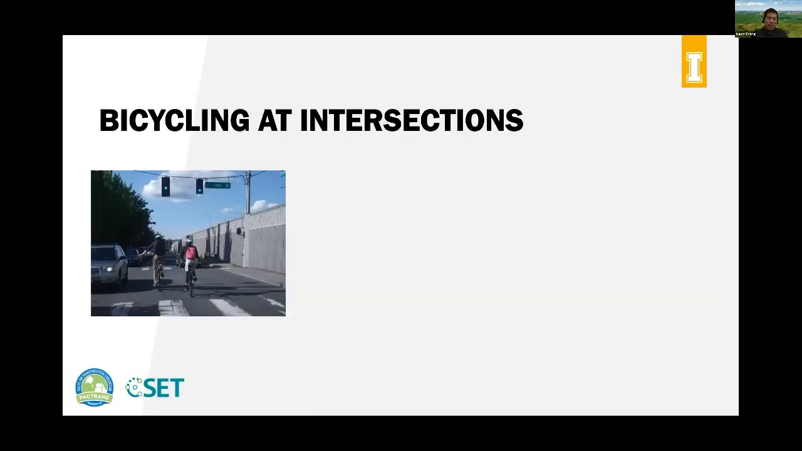So, bicycling at intersections. I want to introduce this topic by showing you a series of three pictures. This is kind of a cliffhanger that I will provide an answer to at the very end of this presentation. In this first picture, which I took, those of you affiliated with the University of Washington in Seattle may recognize it. It's Boylston, just west of Interstate 5. That big concrete structure is the noise wall. Picture yourself as one of these bicyclists.